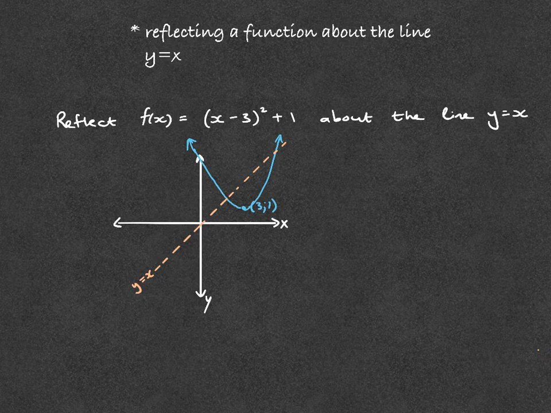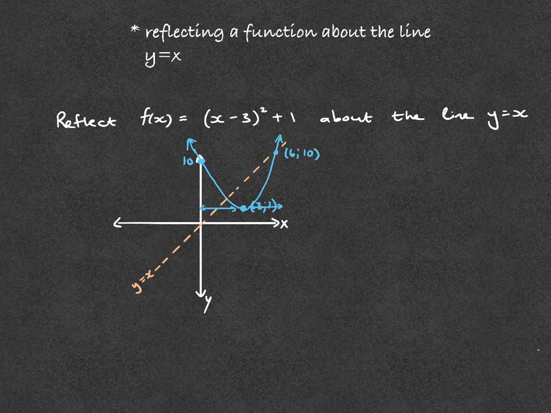So let's have a couple of points on that parabola. We've got the turning point there at 3, 1. The y-intercept, when x is 0, is 0 minus 3 all squared, so 9 plus 1 is 10. Then with symmetry, that distance is 3 units, so the other point will be at 6, 10. You just need a couple of points on your graph. That helps.